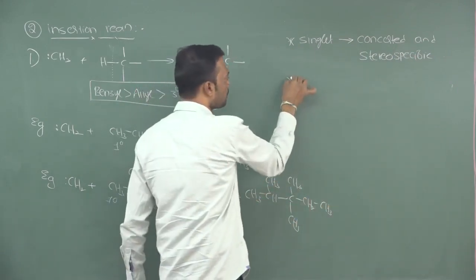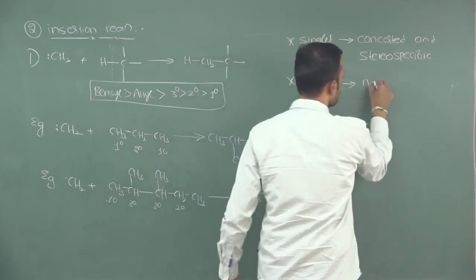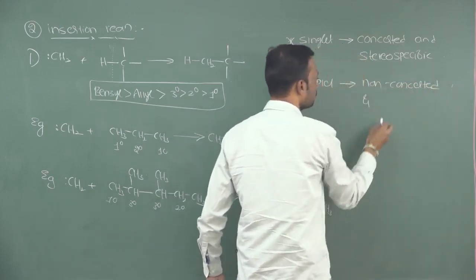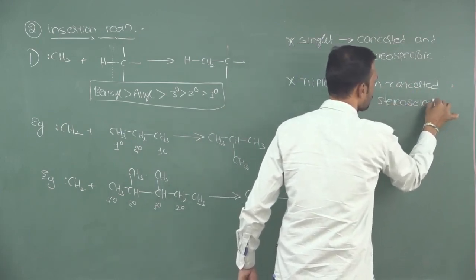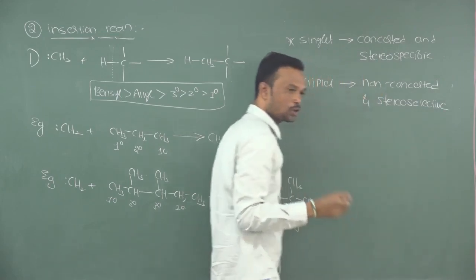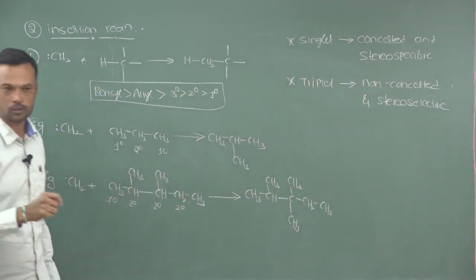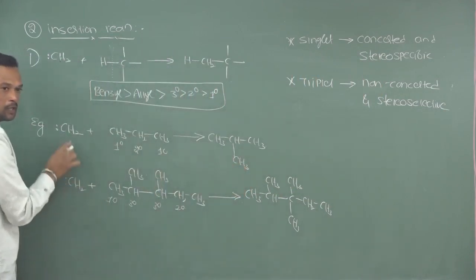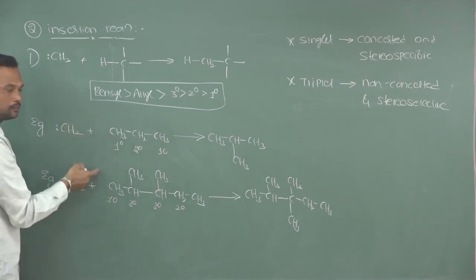Suppose a triplet carbon is introduced, what do you expect? Can I say non-concerted? It is non-concerted and stereoselective, we can say stereoselective. Otherwise you can say non-concerted, non-stereospecific. You can use any kind of carbon, singlet or triplet. But if I use singlet, the reaction is much faster as compared to triplet insertion. Right.